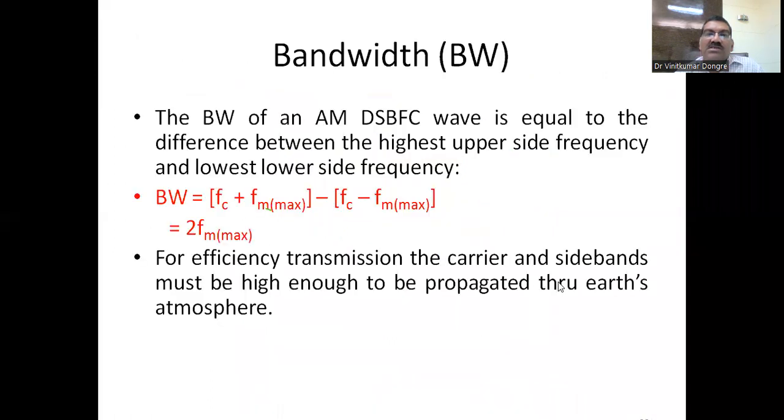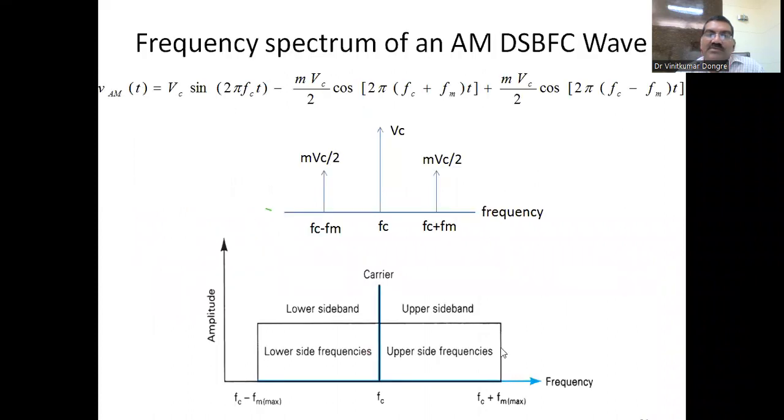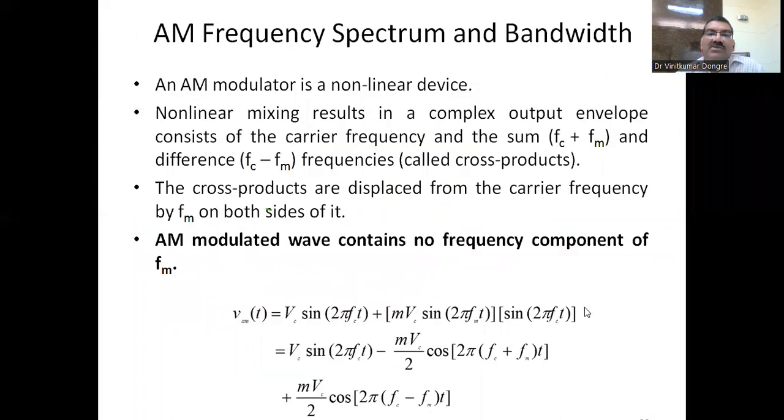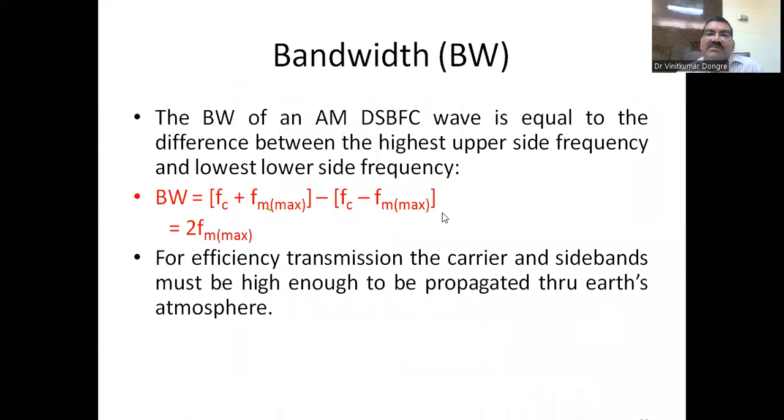So this is the simple representation, and I'll also explain the bandwidth. The bandwidth is FC plus FM on one side and FC minus FM on the other side. So what will the band be? FC plus FM minus FC minus FM, we calculate it like this. FC will get cancelled, so here it is 2 times FM. Whatever your modulating frequency, double of that you will require as bandwidth to transmit an amplitude modulation signal.